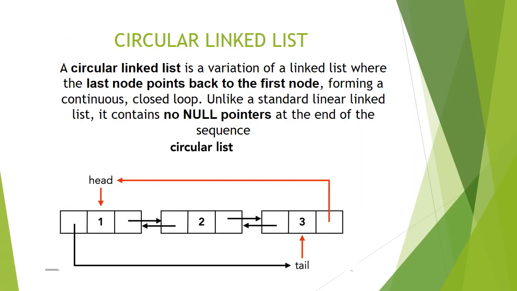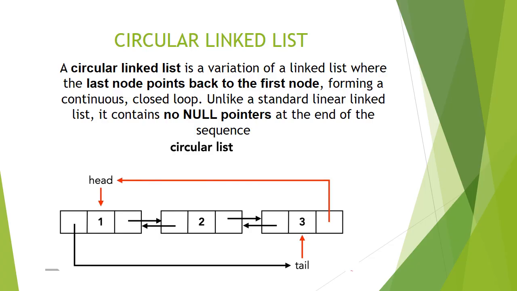Coming to the circular linked list, we all know circle means forming a circle, right? So in circular linked list, what is the difference between singly and doubly? It just points back to the starting node. That is your circular linked list over here. Actually, the circular linked list consists of two types. One is circular singly and another one is circular doubly.